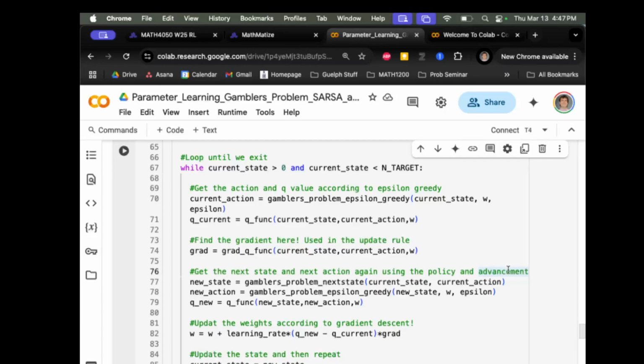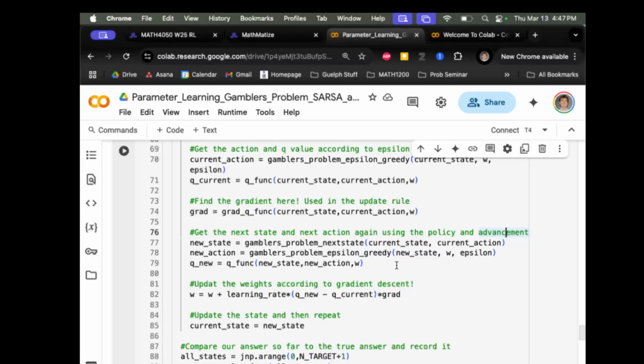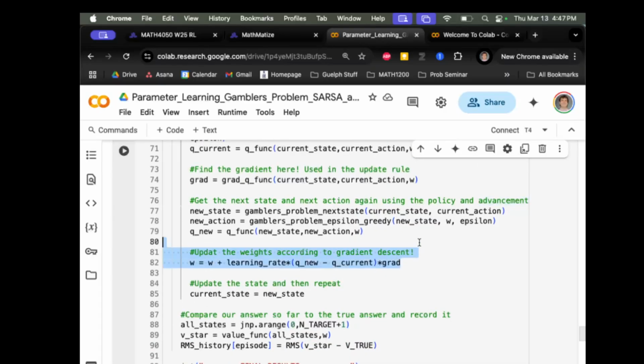Yeah. You have no ongoing rewards. That's right. In the gambler's problem, there's only a reward at the end, so the R is 0. If the R was not there, I would also have an R. So there we go. I got all the things. And that's the semi-gradient formula. The new weights, the new theta, is the old theta plus the learning rate times Q new minus Q current times the gradient.